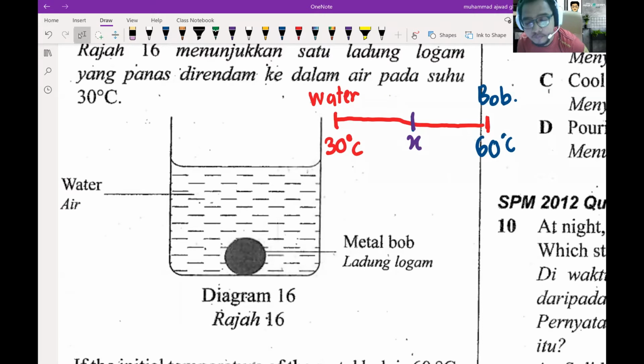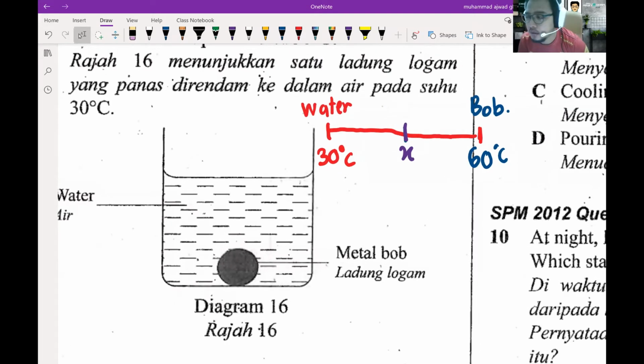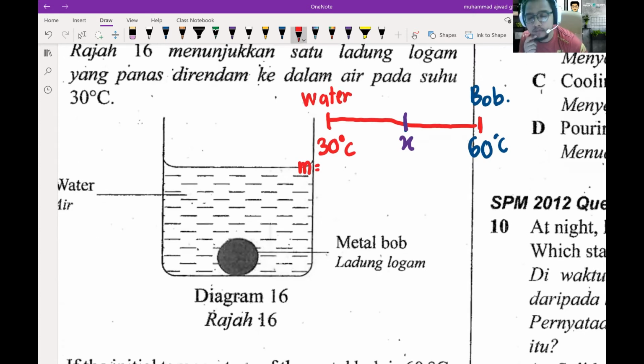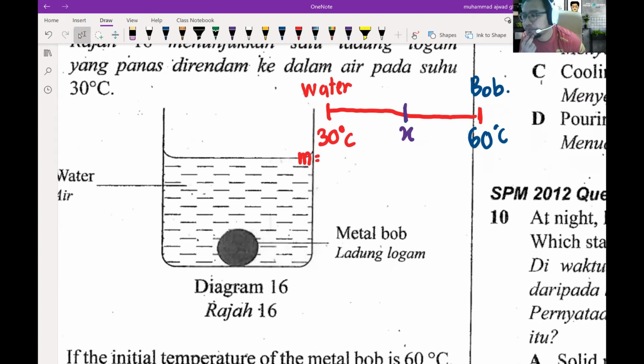Okay. For example, katakanlah water tu we have, for example, ni example je, mass of water, kita letak, berapa nak letak? Okay, cikgu ambil korang punya cadangan. Mass of water berapa nak letak?